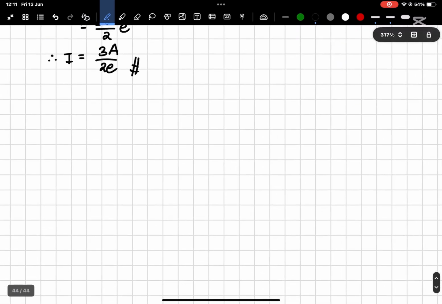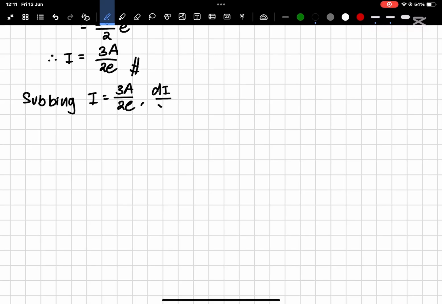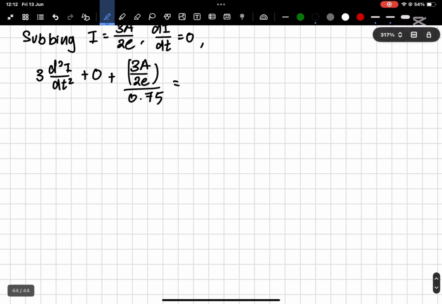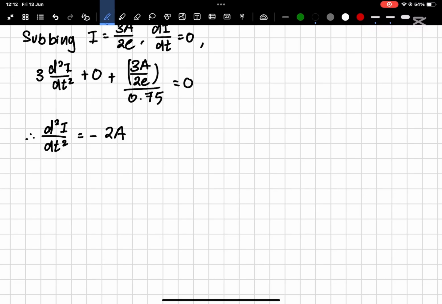Okay, so to prove that it's maximum, use your second derivative test. So you want to sub in I equals 3A over 2e, di/dt is 0. You have 3 d squared I over dt squared plus 0 plus 3A over 2e times 0.75 equals 0. So then this will simplify, therefore d squared I over dt squared is negative 2A over 3e, which is less than 0. Hence, at I equals 3A over 2e, it is maximum.